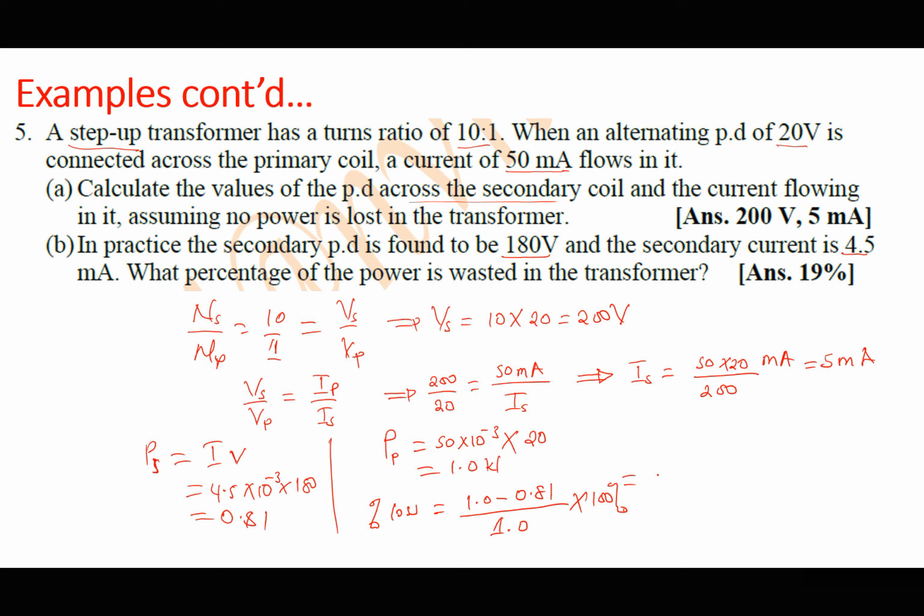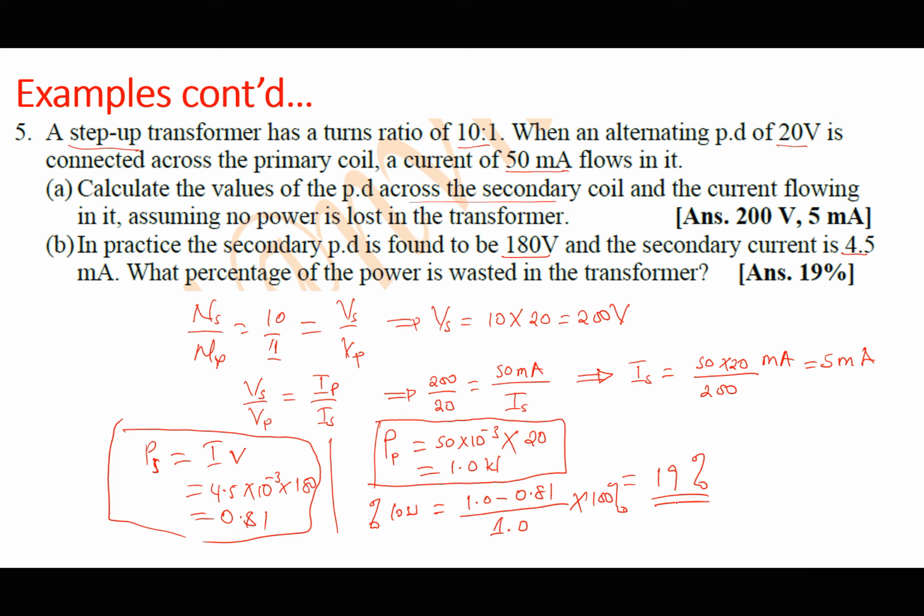So this is going to be 19%. Okay. So this is the power from the secondary in practice. This is the power from the primary. And then we get the difference. Percentage loss is approximately 19%.